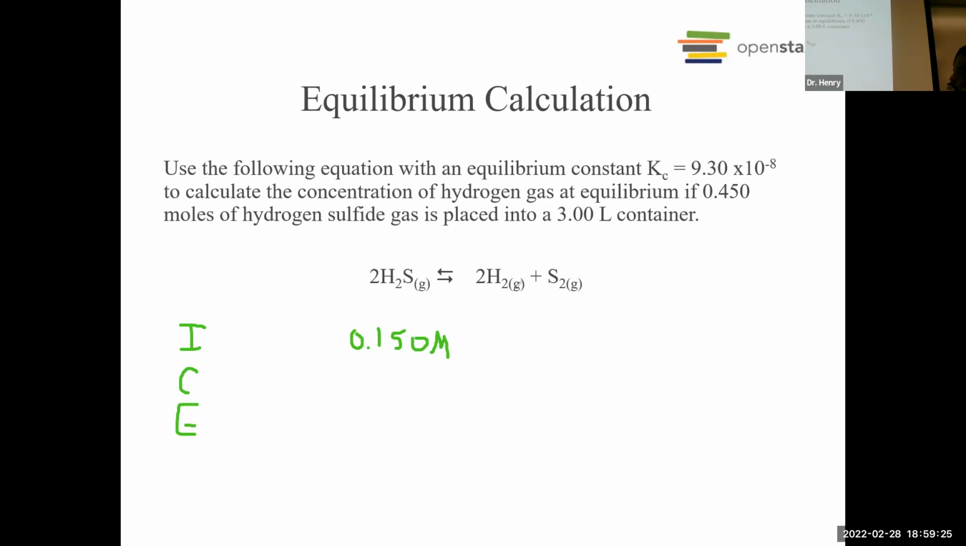And then initially, how much do we have of these products? What are we starting off with? We put hydrogen sulfide in a container. All we've put in there is hydrogen sulfide, right? So how much am I starting off with of the products? 0, right? Okay, so both of those are 0.